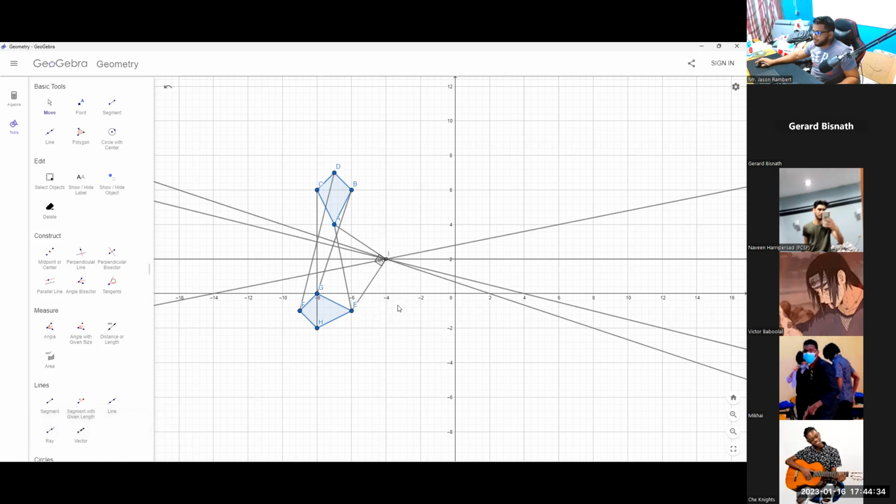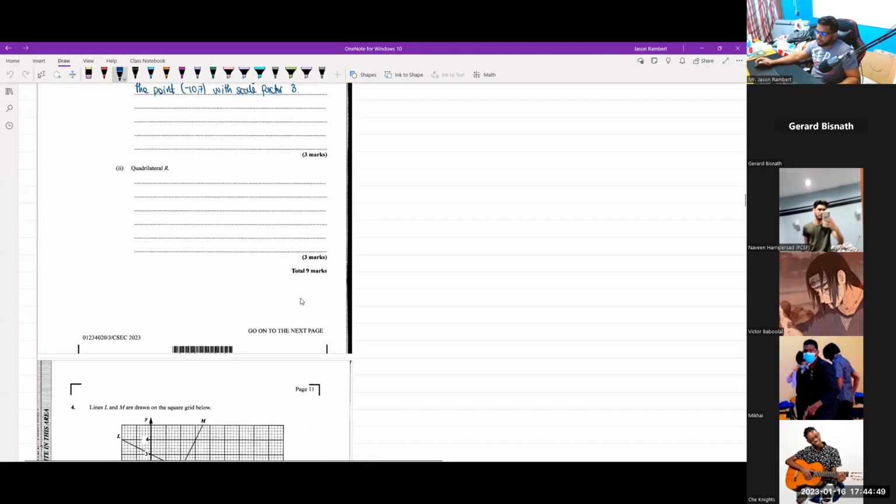Yes, sir. It is a counterclockwise rotation about the point -4, 2 of 90 degrees.